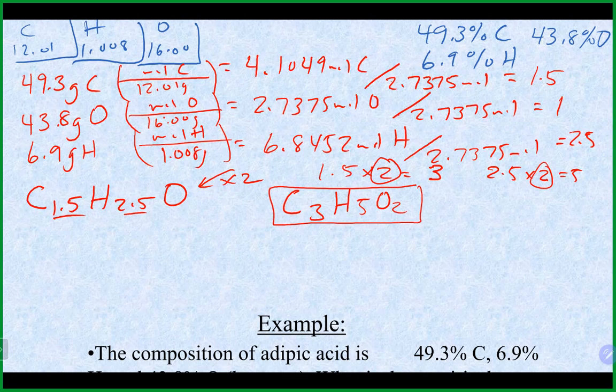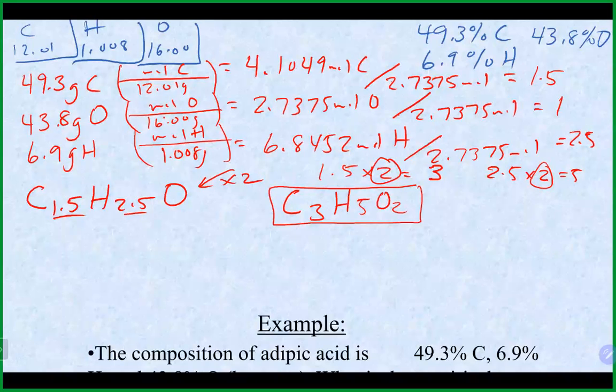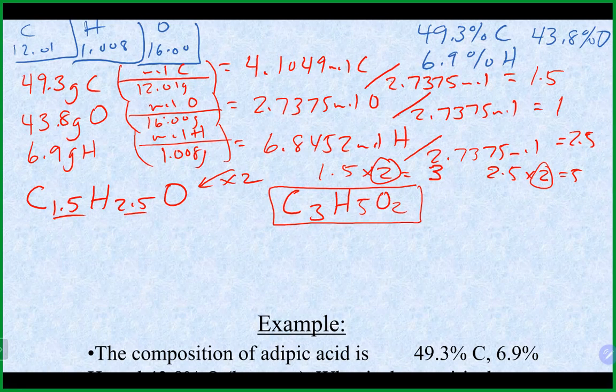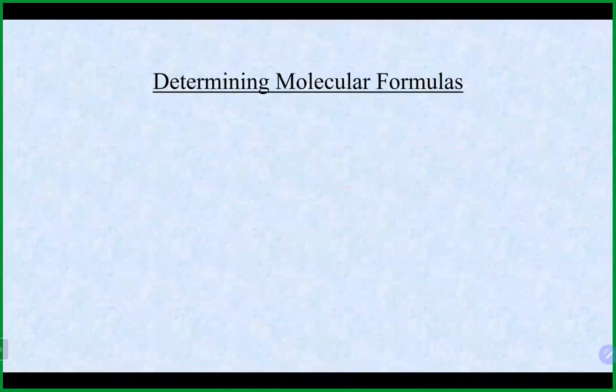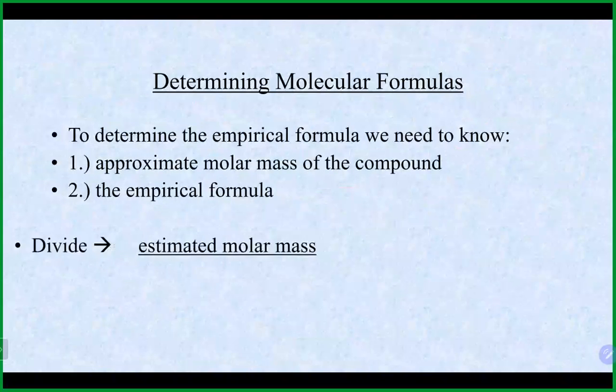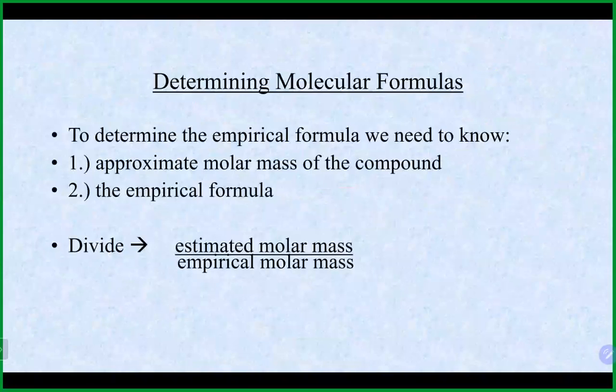Last little thing we're going to talk about here in the next few minutes is how to calculate the molecular formula. When we calculate the molecular formula from experimental information, there's really three things that we need. The first is the empirical formula. It will either be given to you in the problem or you've got to calculate it like we've been doing.